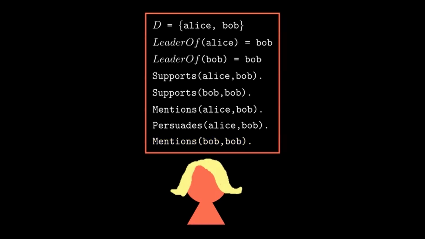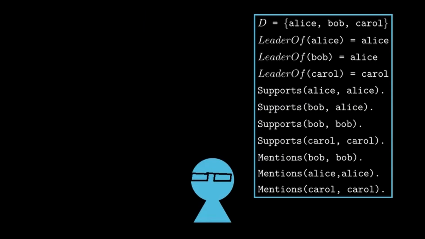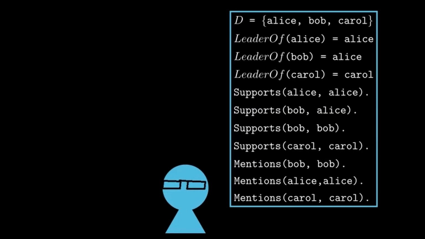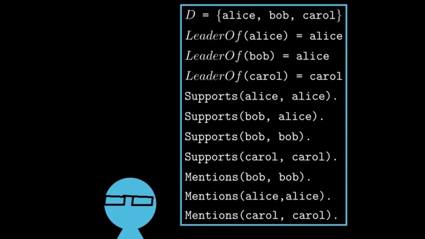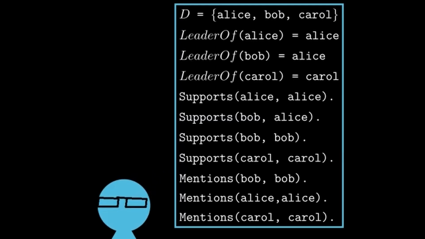Eschewing convention, we consider Carol next. Very much the third wheel in our little society here. Not knowing the intricacies of Alice and Bob's relationship, Carol believes that in fact, Alice is Bob's leader. Carol is very independent. They are their own leader, thank you very much, and thus they support themselves. But because they see Bob mention himself, they conclude that Bob supports himself as well.